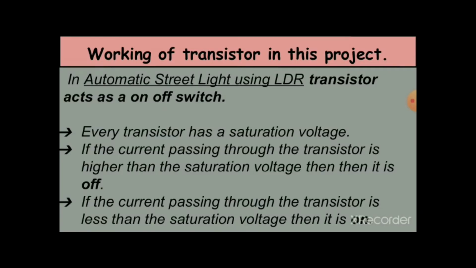Now the working of a transistor. In the project, automatic street light using LDR, we are using the transistor as an on-off switch. Now let's look at how it works. Every transistor has a saturation voltage, which we can consider a borderline voltage. If the current passing through the transistor is higher than this saturation voltage, then it is off. And if it is less than the saturation voltage, the transistor is switched on. So this is the working of a transistor as an on-off switch in the project.